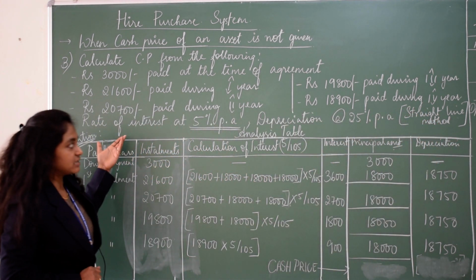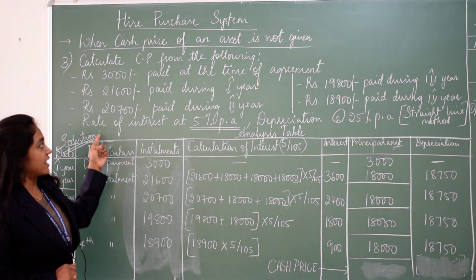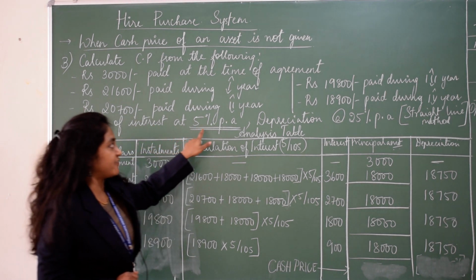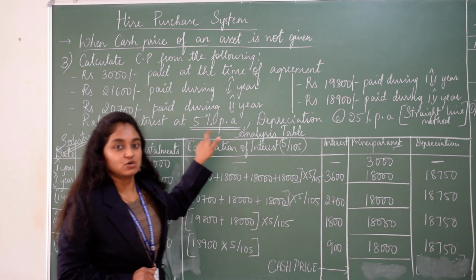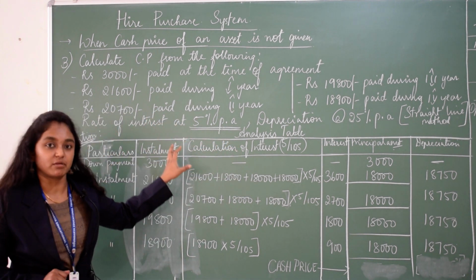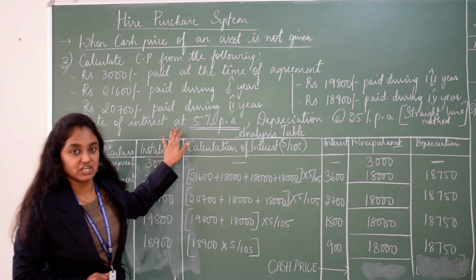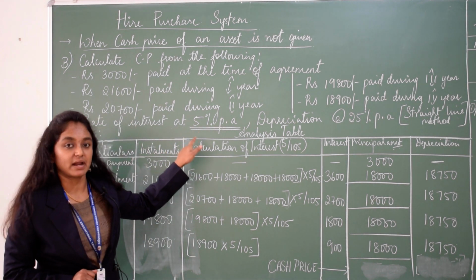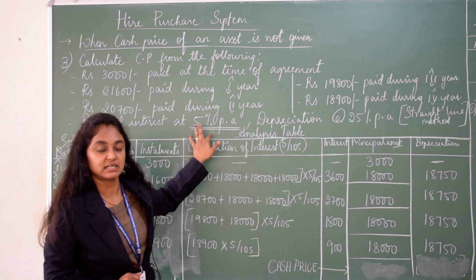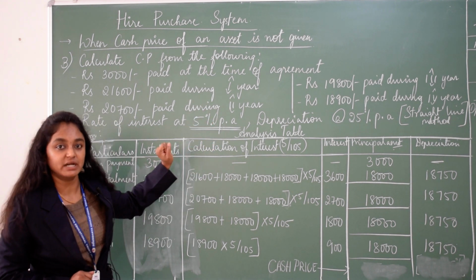The last extra adjustment that they have given is rate of interest will be 5% per annum. So, if you are giving an installment for minimum 4 years, the rate of interest that you are charging to the hire purchaser is 5% per annum. For 1 year he has to pay 5% interest on all these installment values.